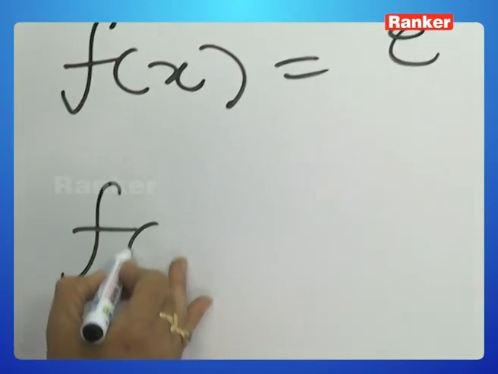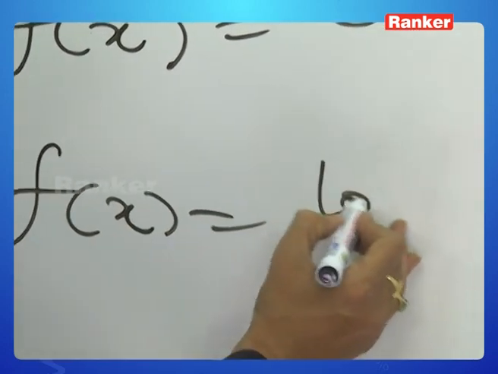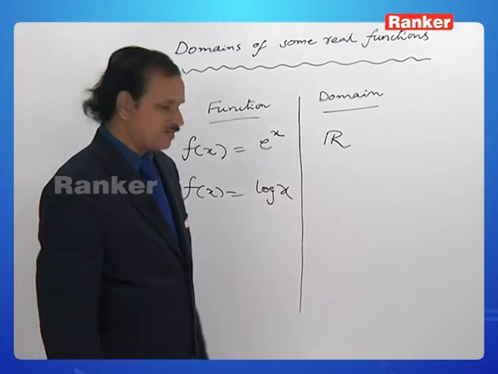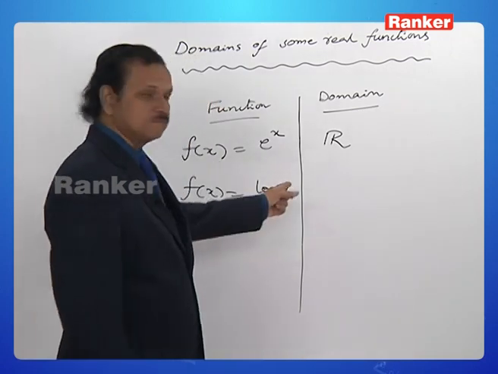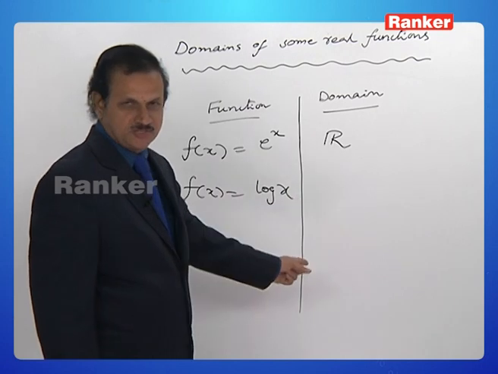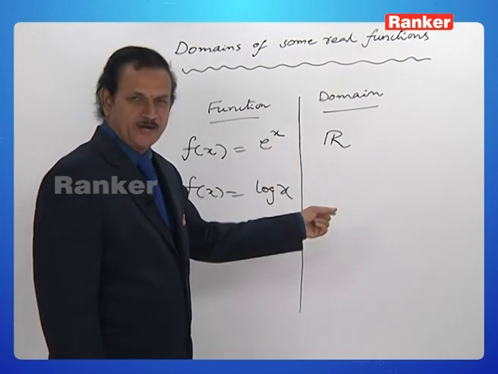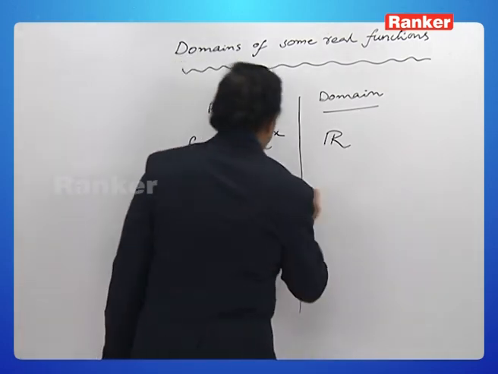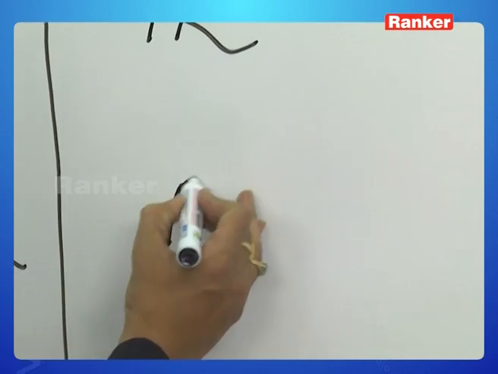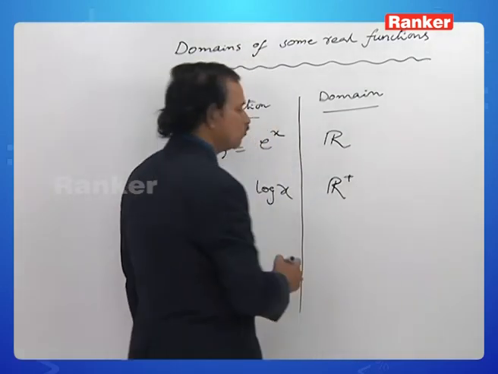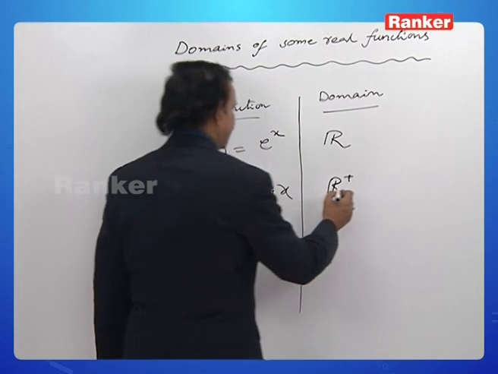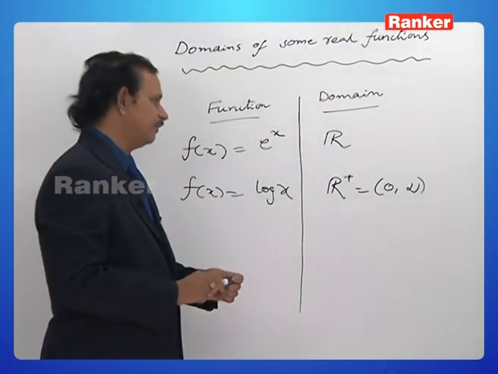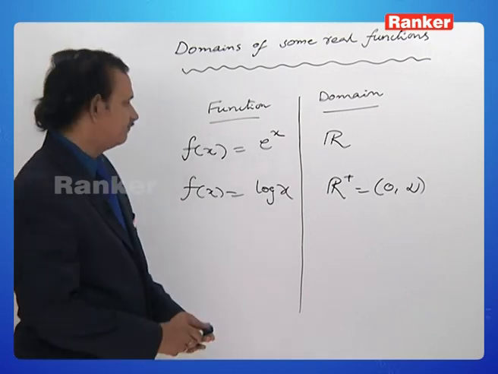Again, f of x is equal to log x. According to the definition of a logarithm, x must be strictly positive. It is not 0 and cannot be negative, hence x must be positive. Therefore, for f of x equal to log x, the domain is R plus, or this can again be mentioned as the open interval 0 to infinity.